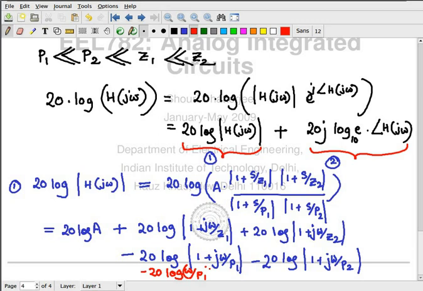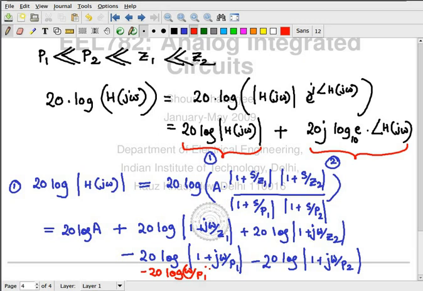Log 2 is approximately equal to 0.3, so 6 dB. So if I double omega, my gain drops by 6 dB. If I make omega 10 times, then my gain drops by 20 dB. If I increase omega by 100 times, then my gain drops by 40 dB.